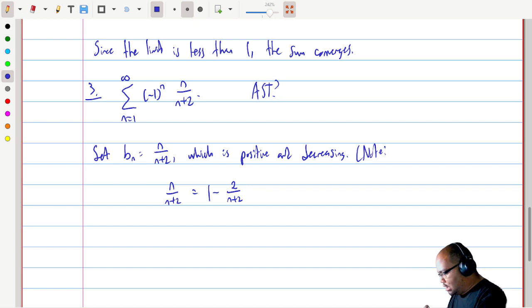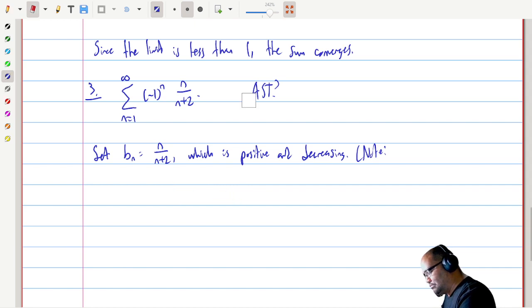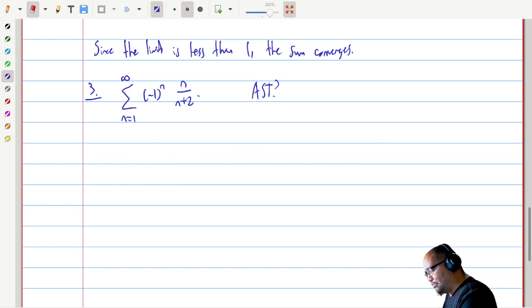Okay. Oh, actually, no, it's not decreasing. We can't use the alternating series test here because that's not decreasing. It's actually increasing. If you separate this out, you get 1 minus 2 over n plus 2. And because the differences get smaller, you're subtracting less and less, so it's actually increasing to 1. So you can't use the alternating series test here.